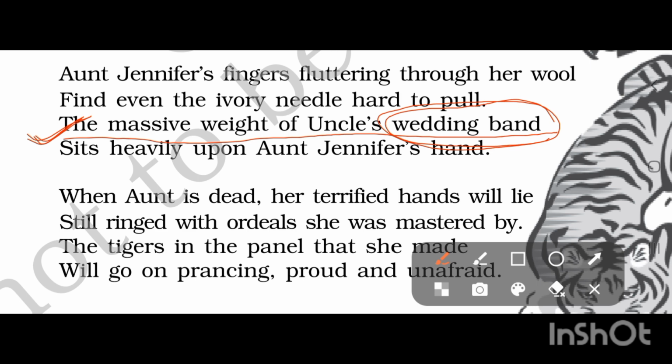Next one, when Aunt is dead, her terrified hands. This one is very important. Terrified means fearful. Now who was fearful? Actually Aunt was fearful, but here the hands are referred to as the terrified ones. So this adjective is shifted, so transferred epithet is used here. Terrified hands, again I am repeating, shifting of adjective, that's why transferred epithet.